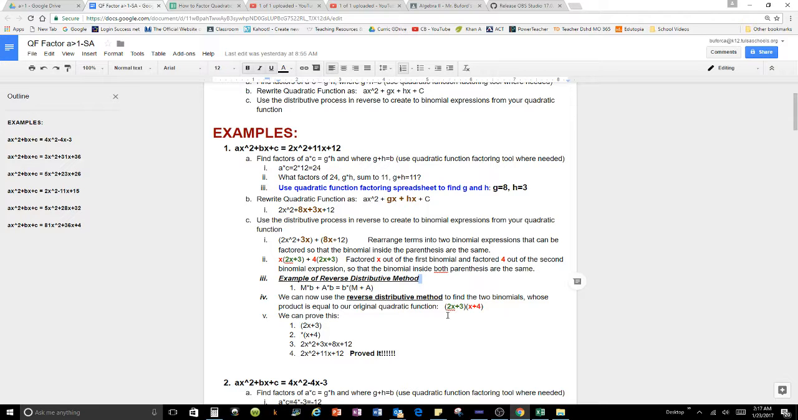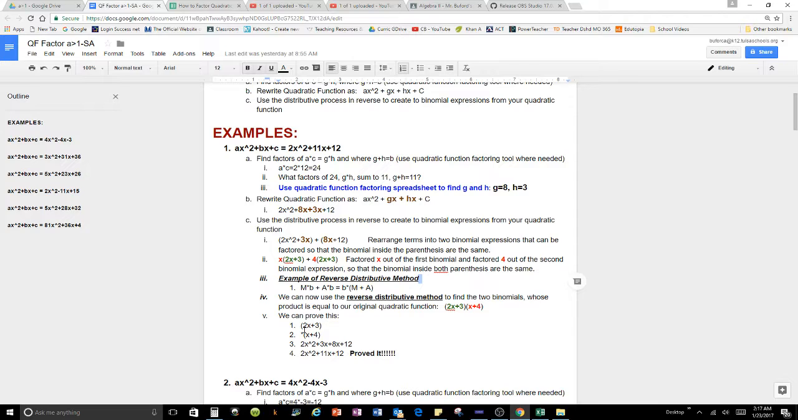And that's the solution right there: 2x plus 3 times x plus 4. Now we can prove that. Remember, if we multiply this 2x plus 3 times x plus 4, it should give us the equation that we originally started with, which is 2x squared plus 11x plus 12.